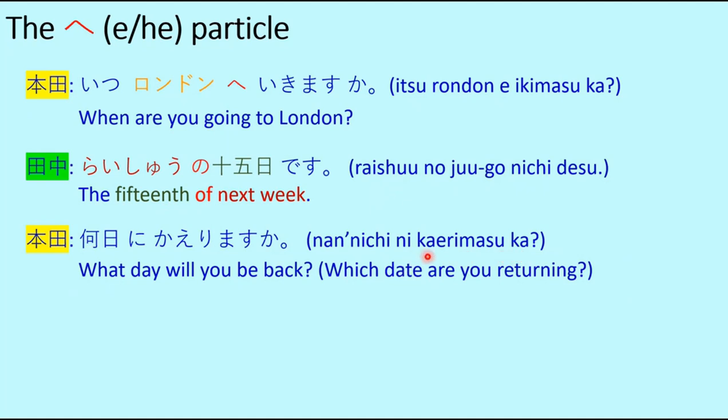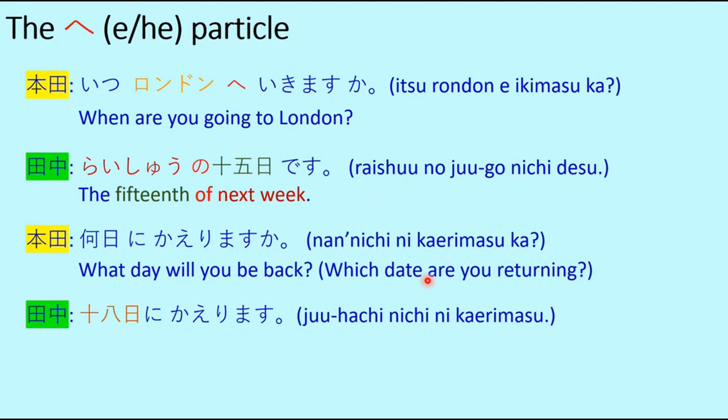So here kaerimasu can be used instead of modorimasu, because both are natives of Japan and both are Japanese, and they are discussing. So kaerimasu can be used because it is the home country for both and especially for Tanaka-san. What day will you be back? Which date are you returning? Nan nichi ni kaerimasu ka?